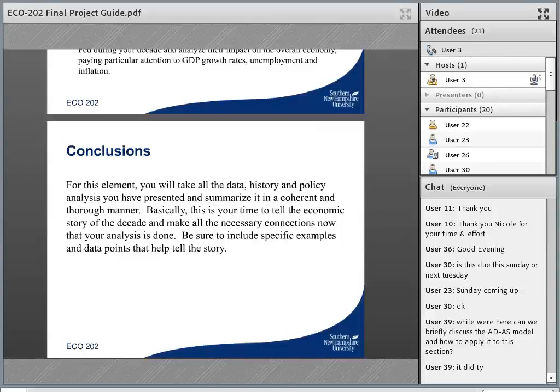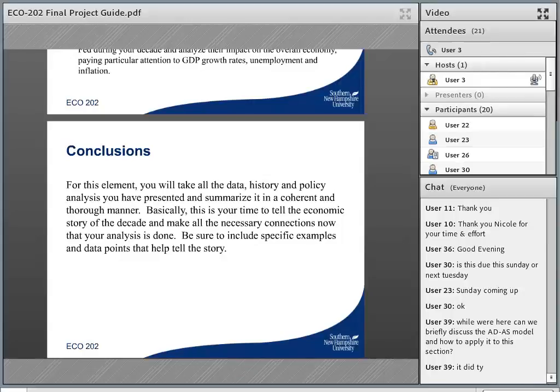I know some of you might have had time periods where fiscal policy was a much bigger part of the economic story than monetary policy was. So you probably would focus more on that here in your conclusions. For others of you, it might be the opposite. Maybe monetary policy was the bigger story than fiscal policy.